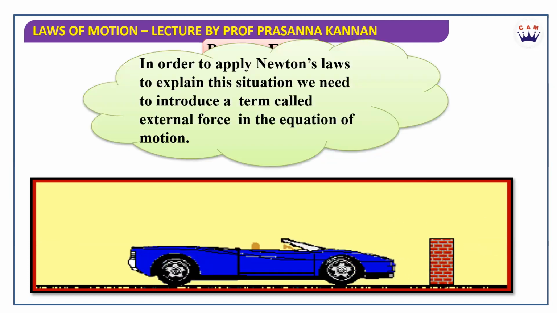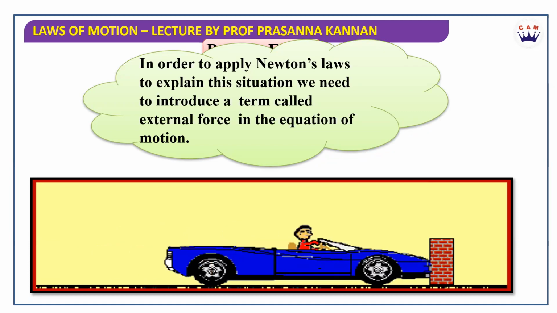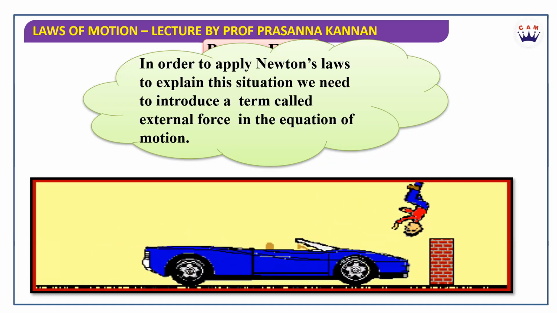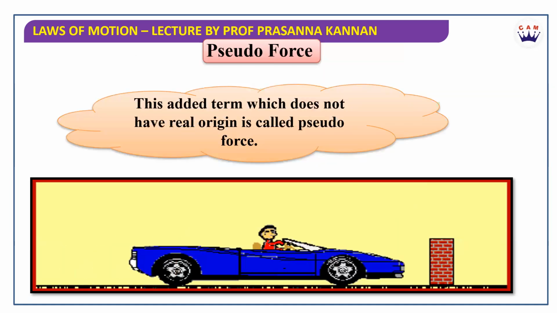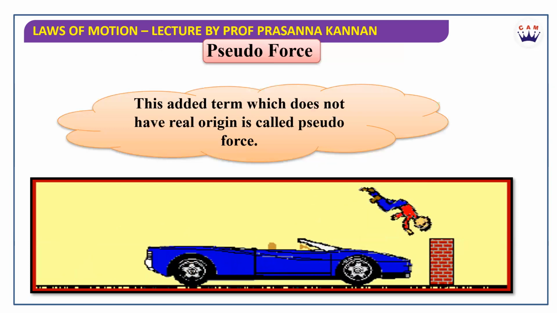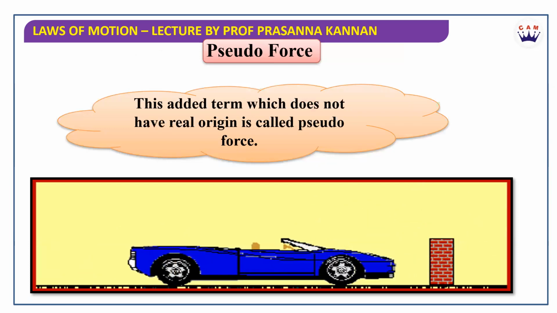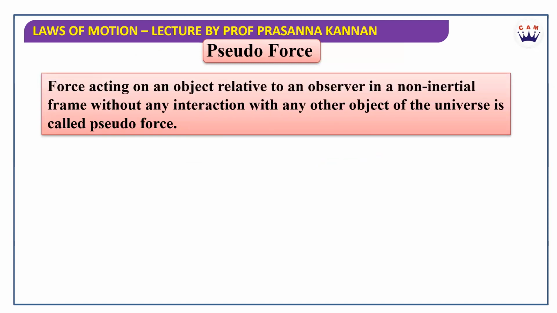In order to apply Newton's laws to explain the situation, we need to introduce a term, an external force, in this equation. What is this force called? Pseudo force. This added term, which does not have a real origin, is called pseudo force. Did you understand it clearly with the example of the lift which I told you? Okay, so what is pseudo force? Definition: force acting on an object relative to an observer in a non-inertial frame, without any interaction with any other object of the universe, is called pseudo force. Don't worry about it, just the definition. It is applied only whenever you are dealing with non-inertial frames of reference.